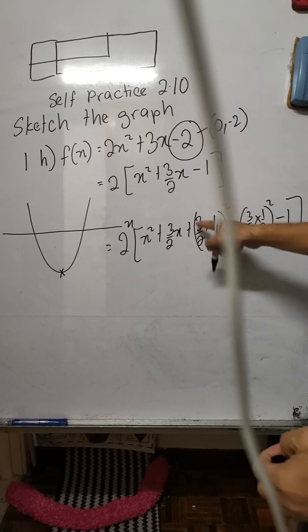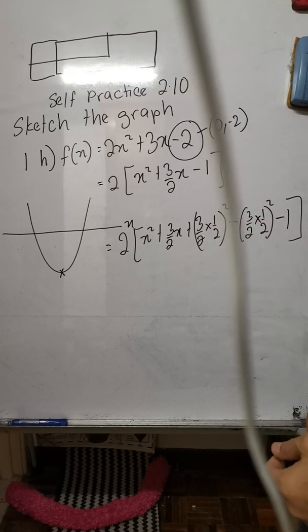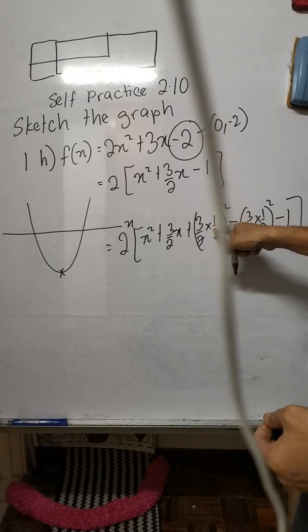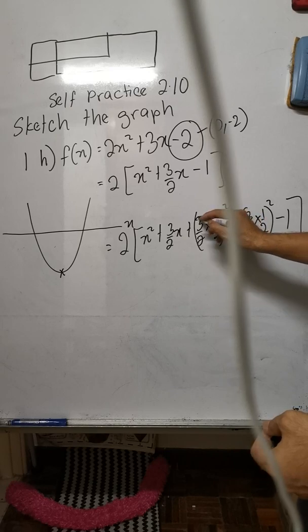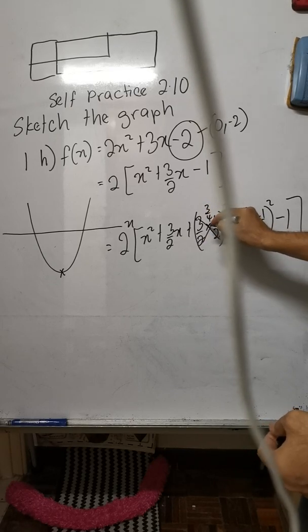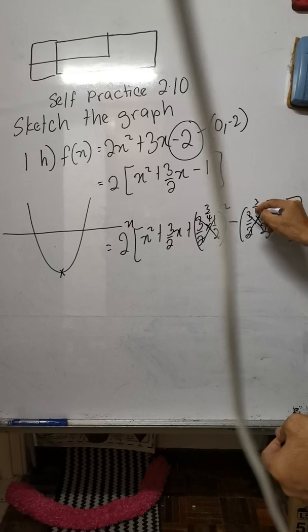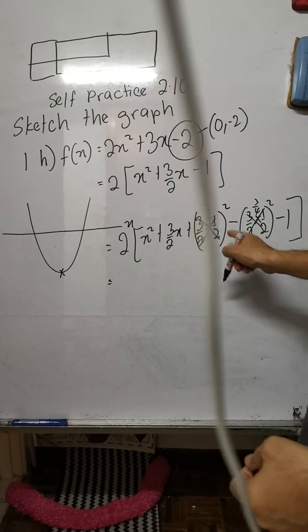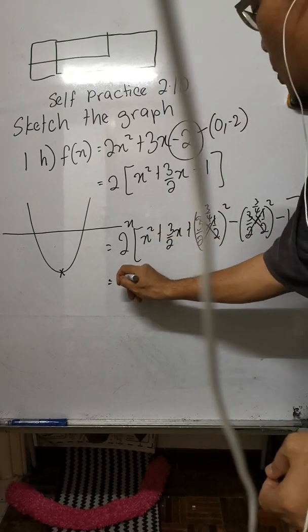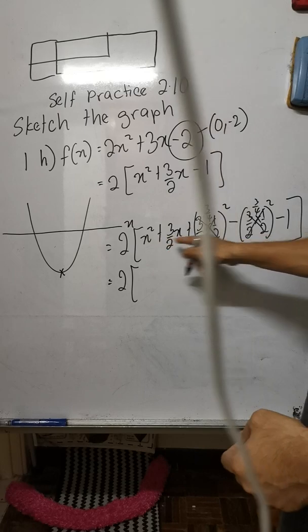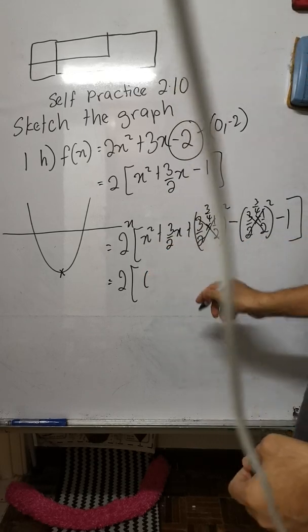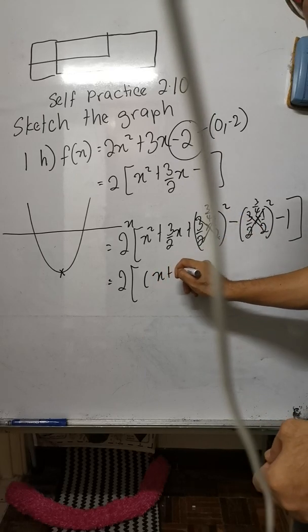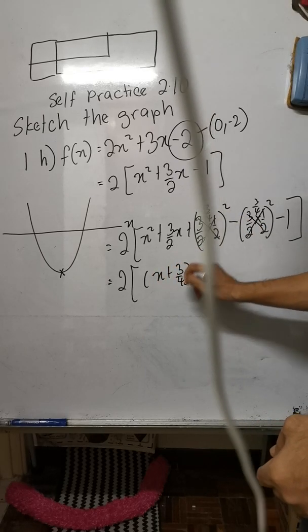Okay, and then we can simplify this in order to save space. So this is 3 over 4. Okay, so I just cut this. It should be 3 over 4. This also 3 over 4. The next step will be to factorize the first 3 terms. So 2, and then we have another bracket for this one. So it will become x plus 3 over 4 squared.